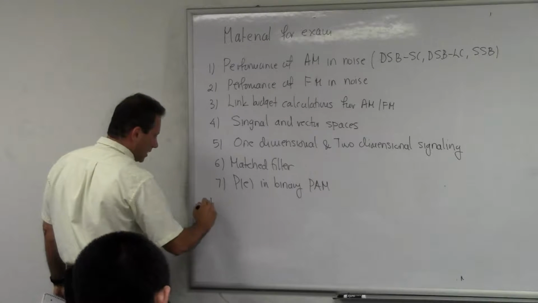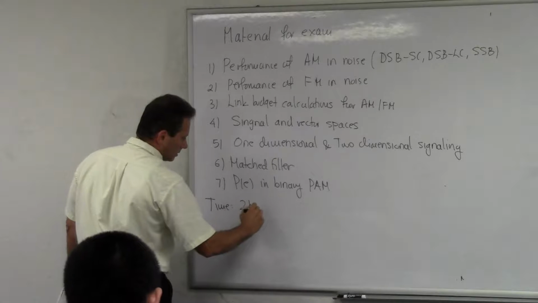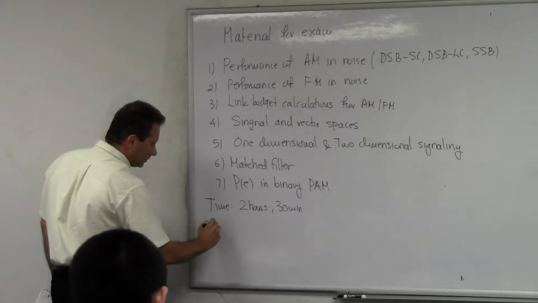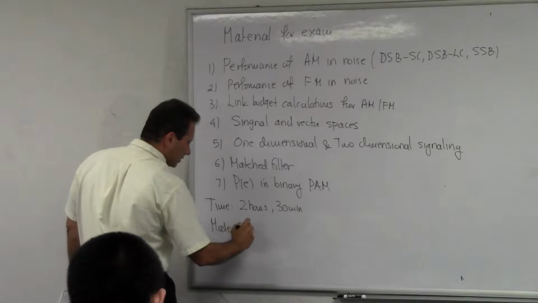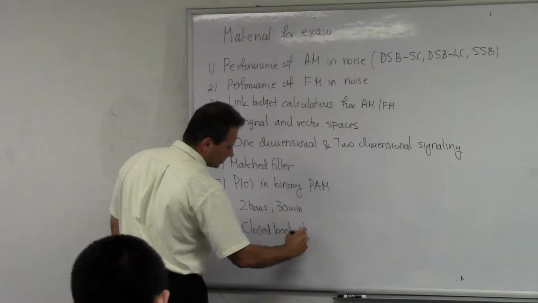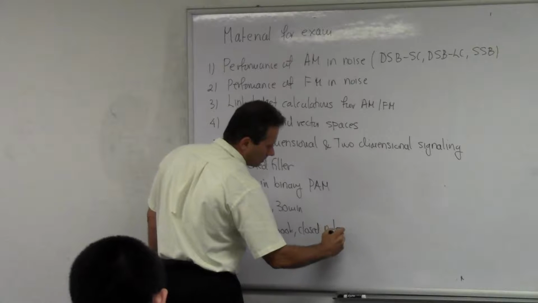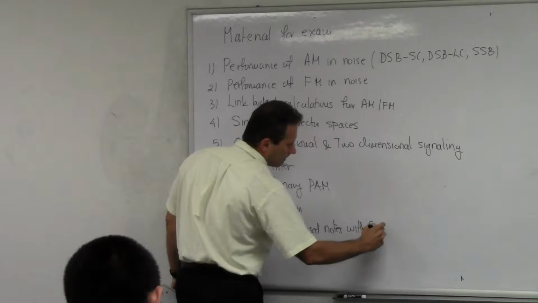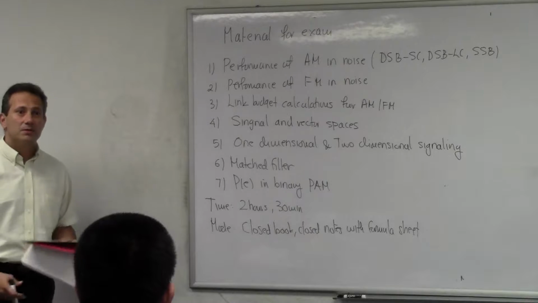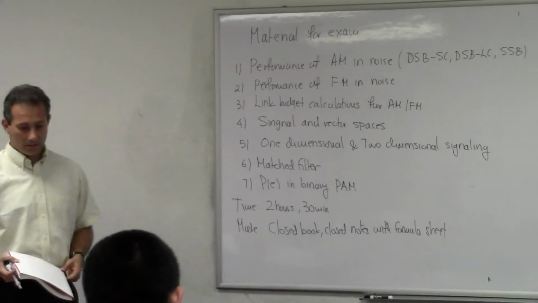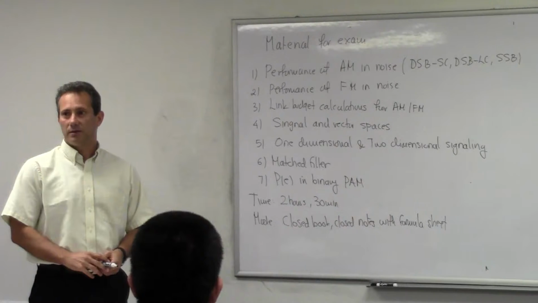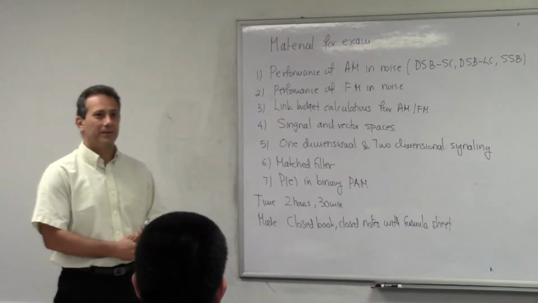The exam is going to be 2 hours and 30 minutes, and it's going to be closed book, closed notes, with a formula sheet. Expect 6 problems or something like that, and it's always going to be more than 100 points, but the 90 plus is going to be an A. And I expect that you will get it.